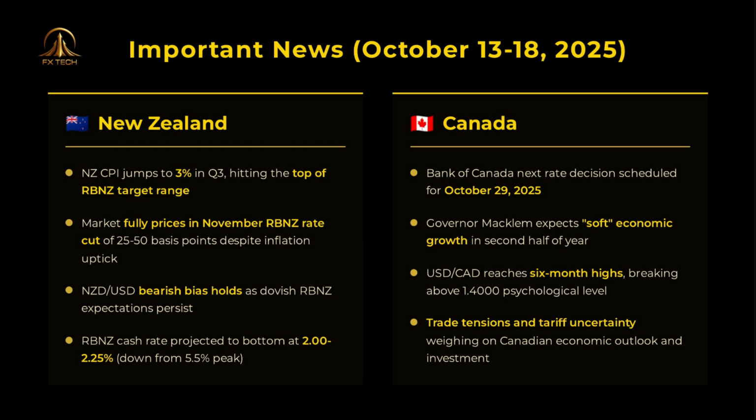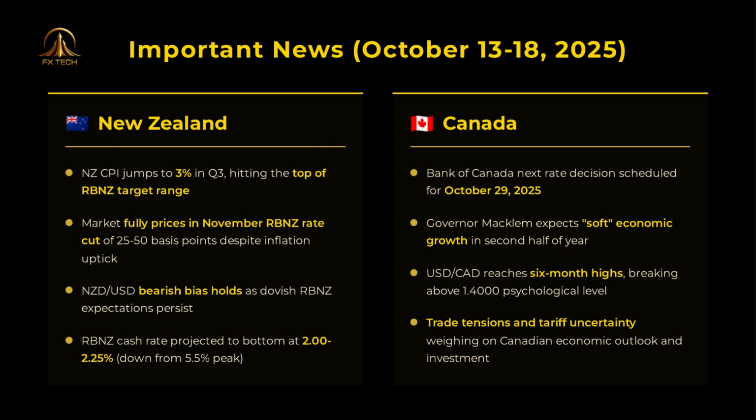From New Zealand, the CPI jumped to 3% in Q3, hitting the top of the RBNZ's target range. Despite this inflation uptick, the market has fully priced in a November RBNZ rate cut of 25 to 50 basis points, and the NZD/USD bearish bias holds firm. The RBNZ cash rate is projected to bottom at 2.00 to 2.25%.